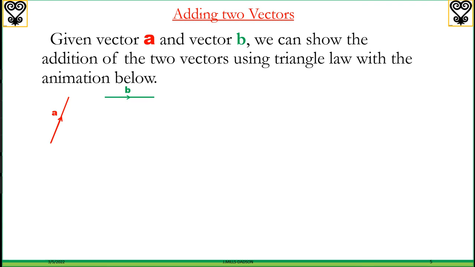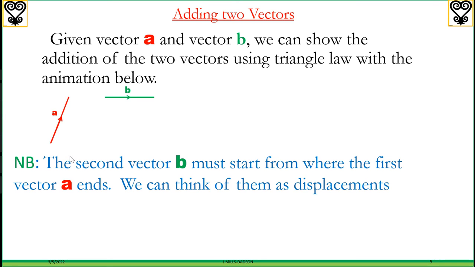Given vectors a and b, we can show the addition of two vectors using the triangular law with the animation below. So that's what I'm going to do. We could have the parallelogram rule or the triangular law. I'm going to use the triangular law to explain to you. This is vector a and this is vector b. How do we show addition of a to b?